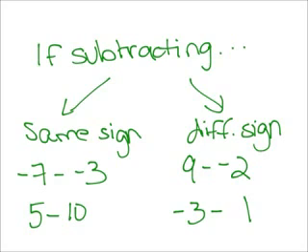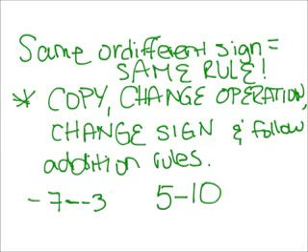Let's take a look at what happens when we're subtracting. If we're subtracting, same sign or different sign. So I gave you 4 different examples where we're subtracting 2 negatives, subtracting 2 positives, or subtracting 2 different signs. We're actually going to do the same rule. So even though same or different signs, we use the same rule.